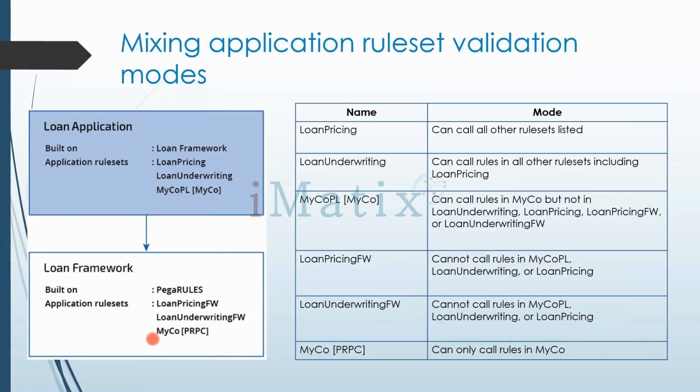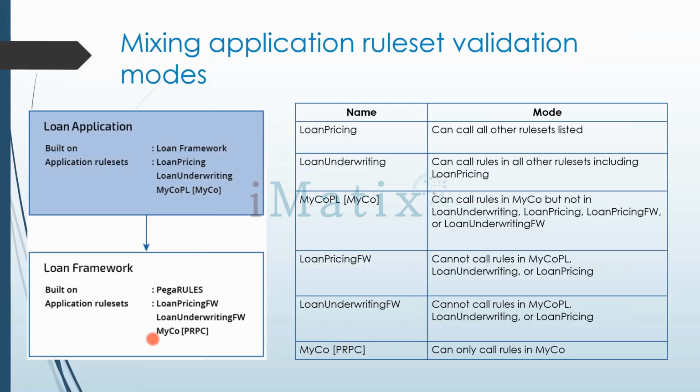And then the last one, MYCO. What can it access? From which rule set can it access or refer rules? PRPC only. Obviously from MYCO it can anyway access rules. Other than that, it can access rules from PRPC, which is the base layer.